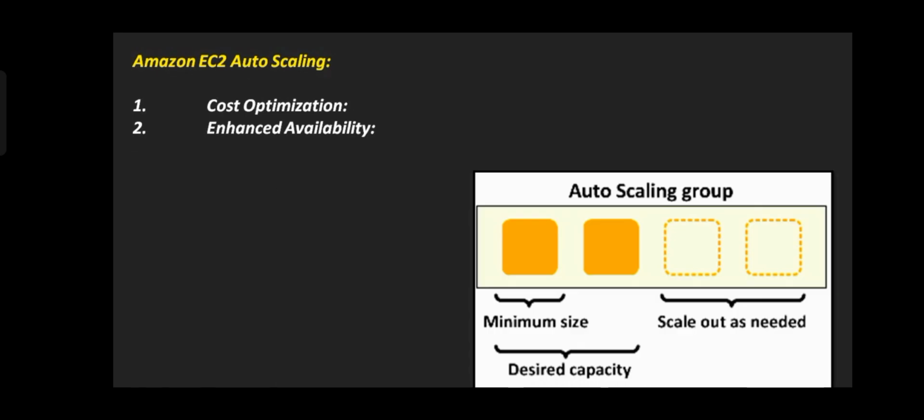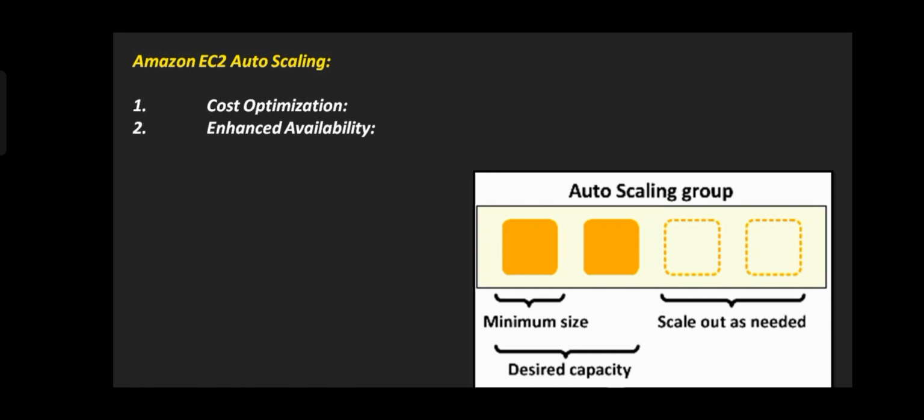We need to talk about it here. Efficiently managing varying workloads is very simplified with Amazon EC2 Auto Scaling. This service automatically adjusts the number of EC2 instances in a fleet to maintain application availability and performance.